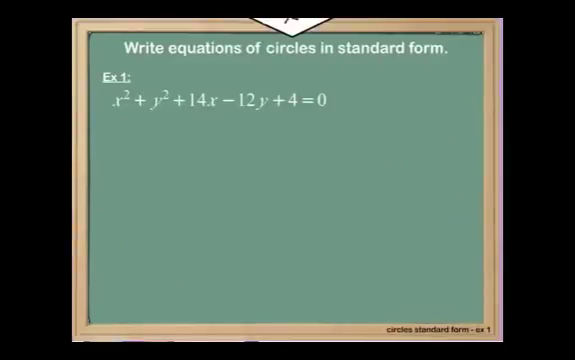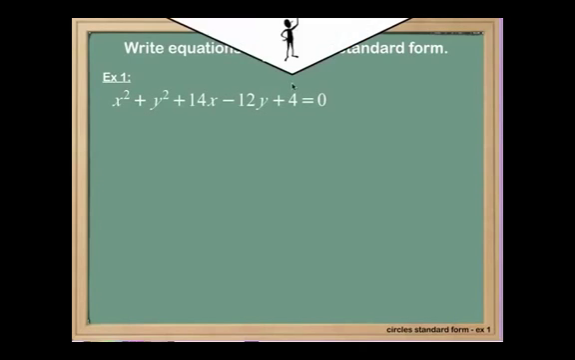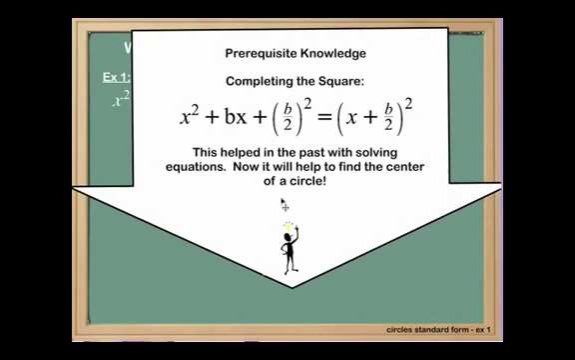Okay, so now that you guys have become great at finding the center and the radius of a circle when you're given the equation in standard form, we need to talk about what happens when that equation isn't in standard form. Well, we need to figure out a way to get it into standard form. In order to do this, we are going to have to rely on some prerequisite knowledge.